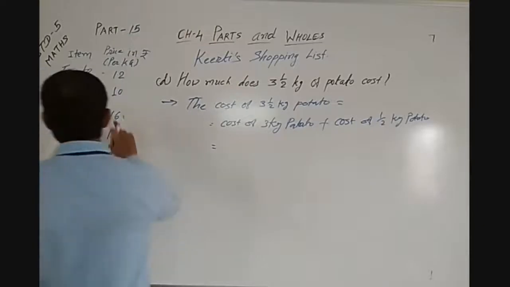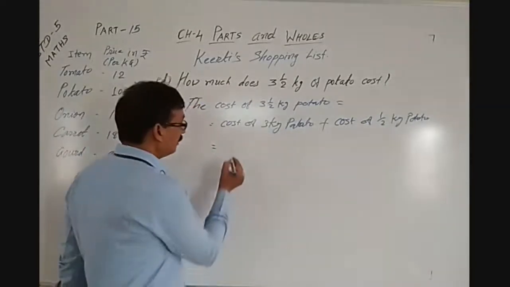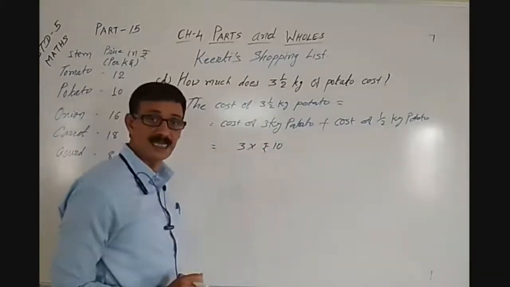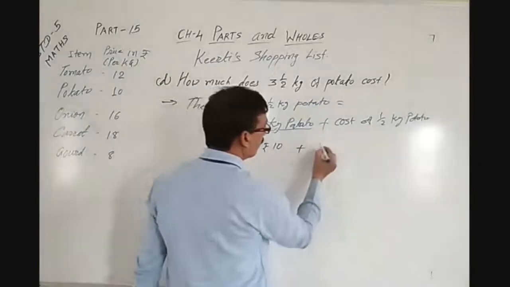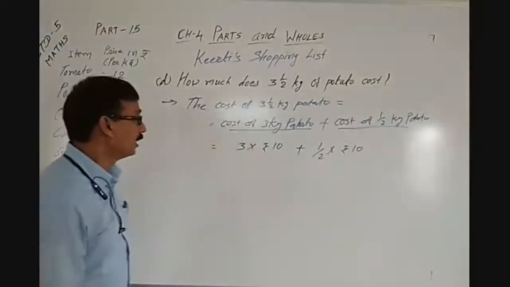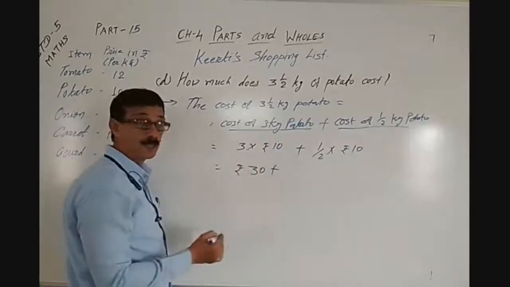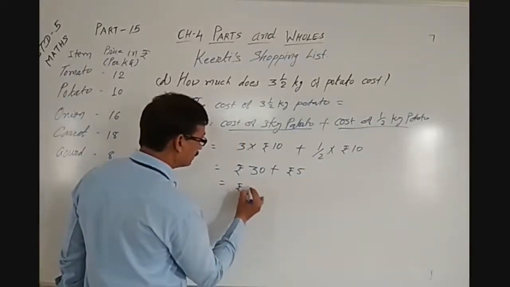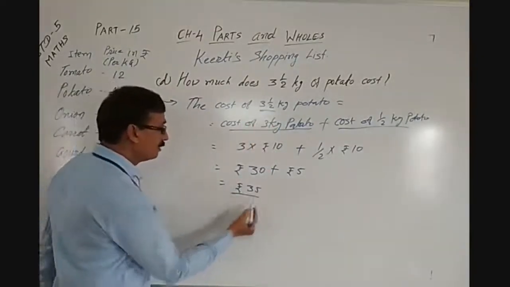So, first of all, let's find out, 1 kilogram potato costs 10 rupees, okay? So the cost of 3 kilogram potato will be 3 multiplied by rupees 10, at rupees 10 per kg. Plus this is 1.5 kilogram, so 1.5 multiplied by rupees 10. So 3 tens are 30 plus, for 1.5 kilogram, 2 fives are 10, that is rupees 5. And that is equal to rupees 35. So the cost of 3.5 kilogram potato will be rupees 35.